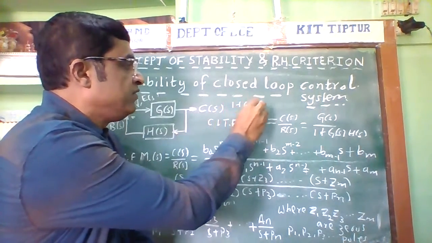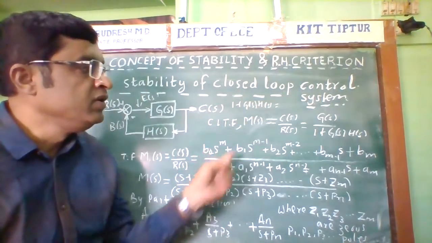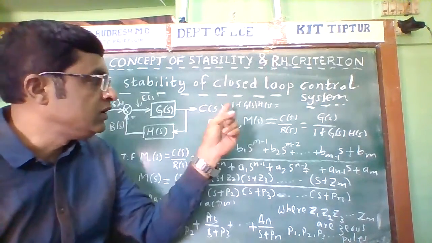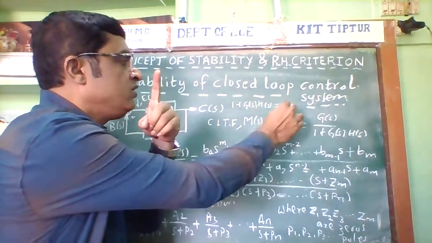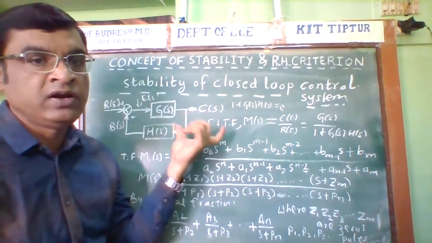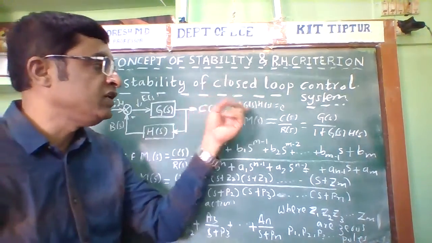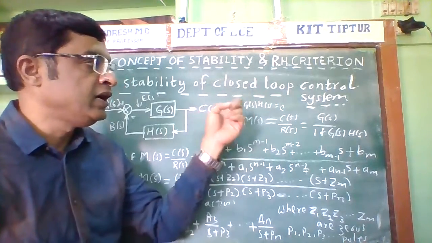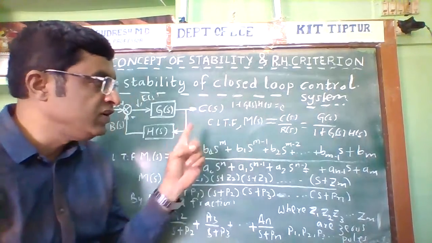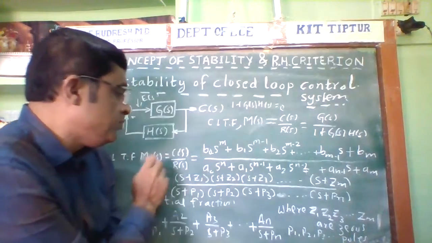Usually, the characteristic equation is the denominator polynomial of the closed loop transfer function. What is the denominator of the closed loop transfer function? This is the denominator, this is the numerator. Therefore, 1 plus G of S into H of S equal to 0 is called the characteristic equation. This is very important. When G of S and H of S are given, we set 1 plus G of S into H of S equal to 0 and calculate the characteristic equation, which is the denominator polynomial of the closed loop transfer function.